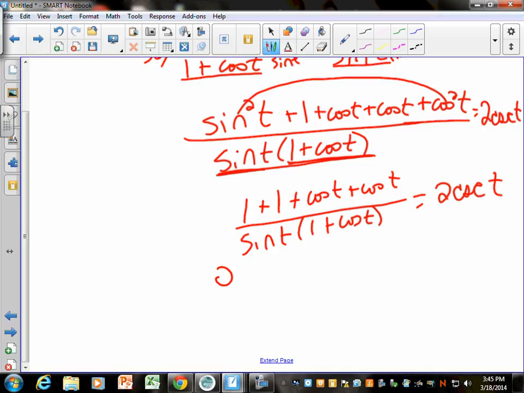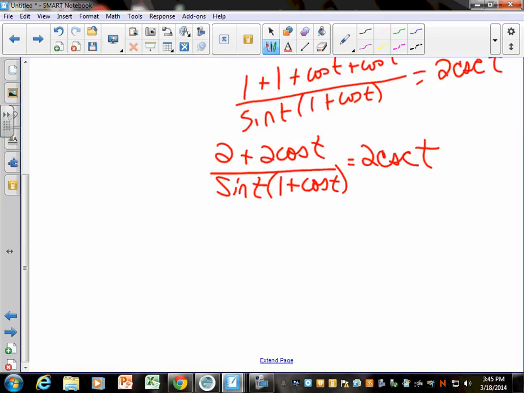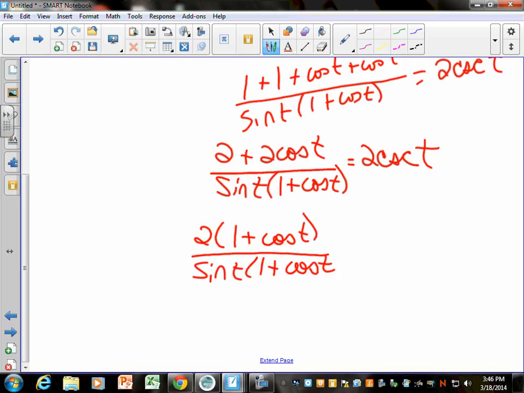1 plus 1 is 2. Cosine t plus cosine t is 2 cosine t. And I hope maybe you see where I'm going with this. I can factor a 2 out of that. So if I factor a 2 out of that, look what happens. I can now cancel this out.